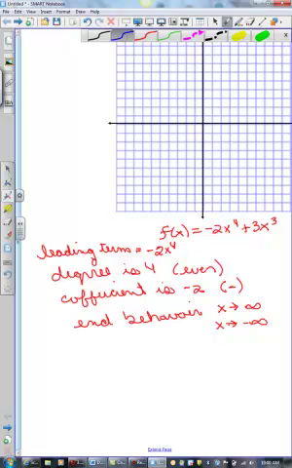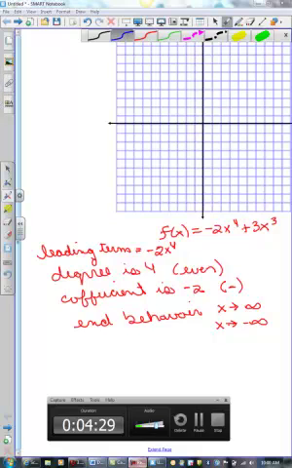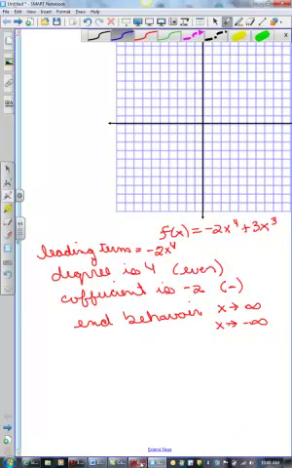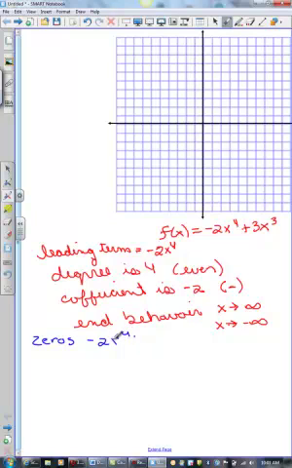Okay, so next thing we want to look at is the zeros of the function. Okay, and we can very easily find the zeros by taking my function and setting it equal to 0. Okay, and then solving for that value of x. So we know that we can pull out a GCF, negative x cubed, which is going to leave us with 2x minus 3 equals 0. Okay.